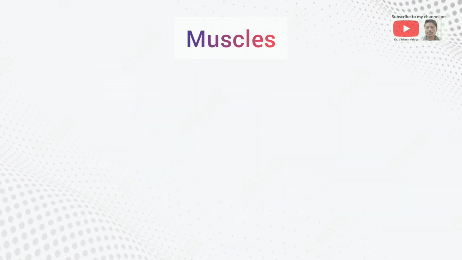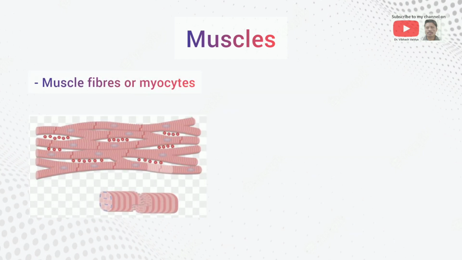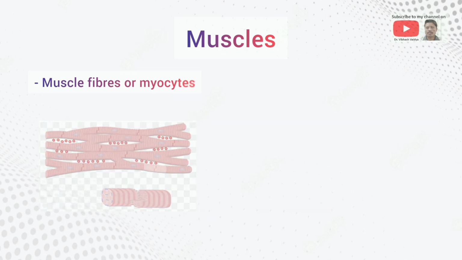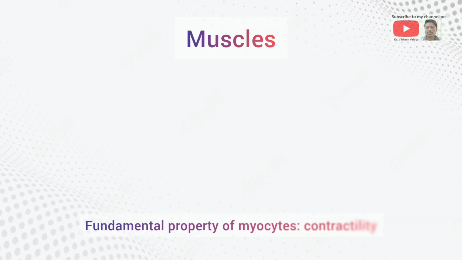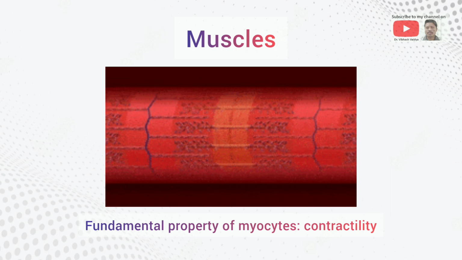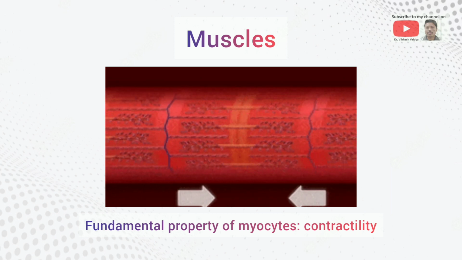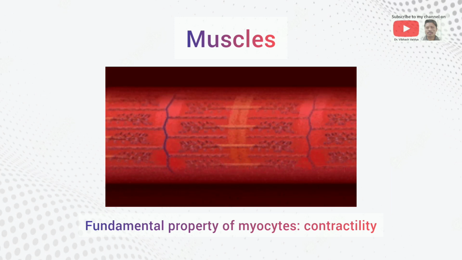The muscle cells are often called muscle fibers or myocytes because they are long and narrow when relaxed. The fundamental property of a myocyte is contractility, which is developed in a highly specialized form.